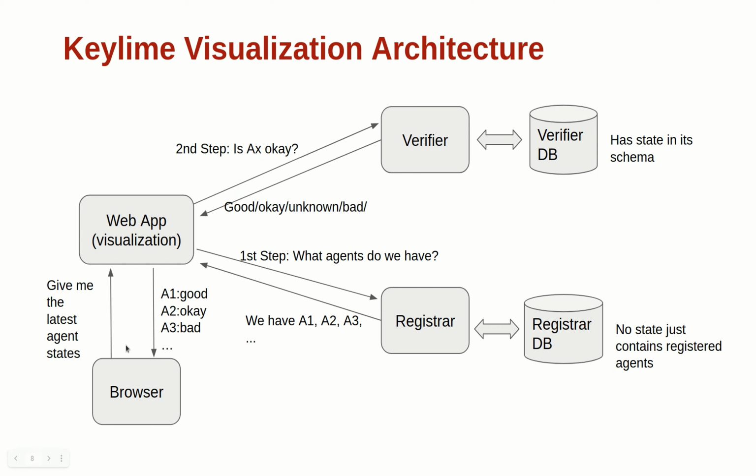And the visualization web app is going to send a call to the registrar to get the agent UUIDs within this batch. And for each UUID, it will make another API call to the verifier to get the latest status back. And finally, the list of new states will be sent back to the browser and will be rendered there as well. This is how Keylime collects the latest agent state.